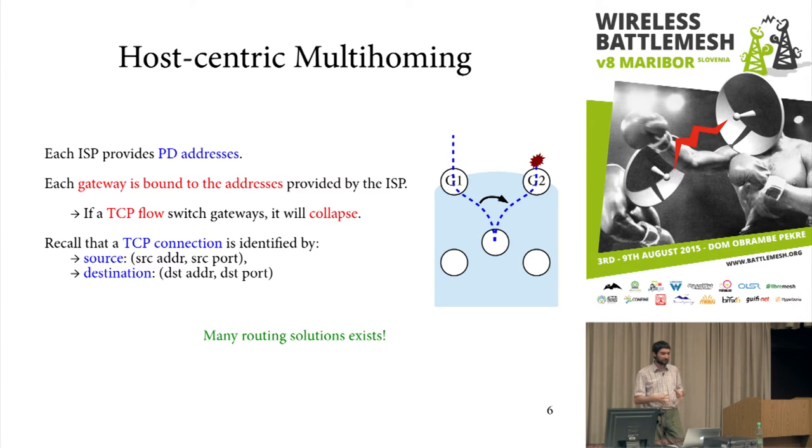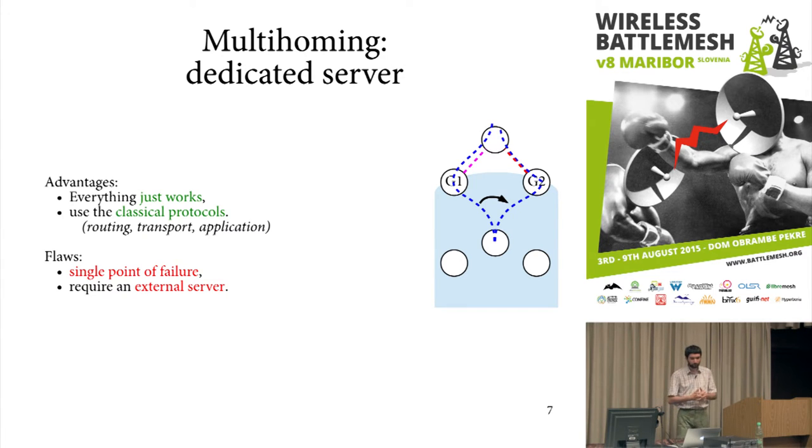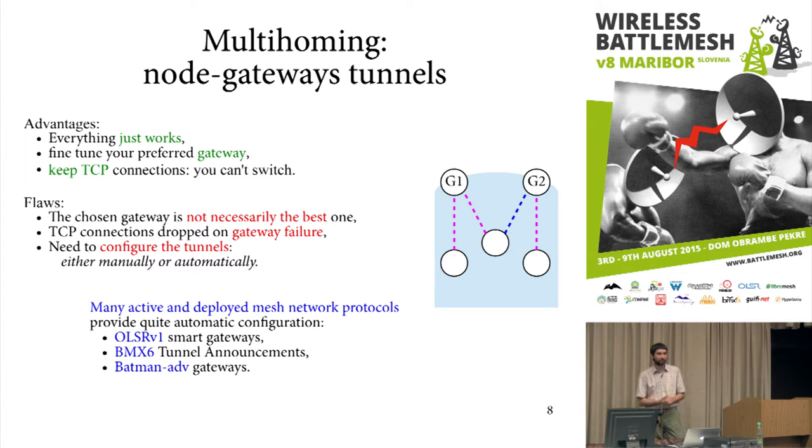Just recall that a TCP connection is somewhat defined by its source and its destination. So if you switch gateway, you switch the addresses to which the gateway is bound, and your TCP flow collapses. There is a solution, which is to use a dedicated server and to build tunnels through each gateway to your server. And then everything just works. You use your traditional routing protocol or other protocols, and all traffic goes to the server and then to the internet. The problem with that is that you have a single point of failure, which is the server. And you require an external infrastructure.